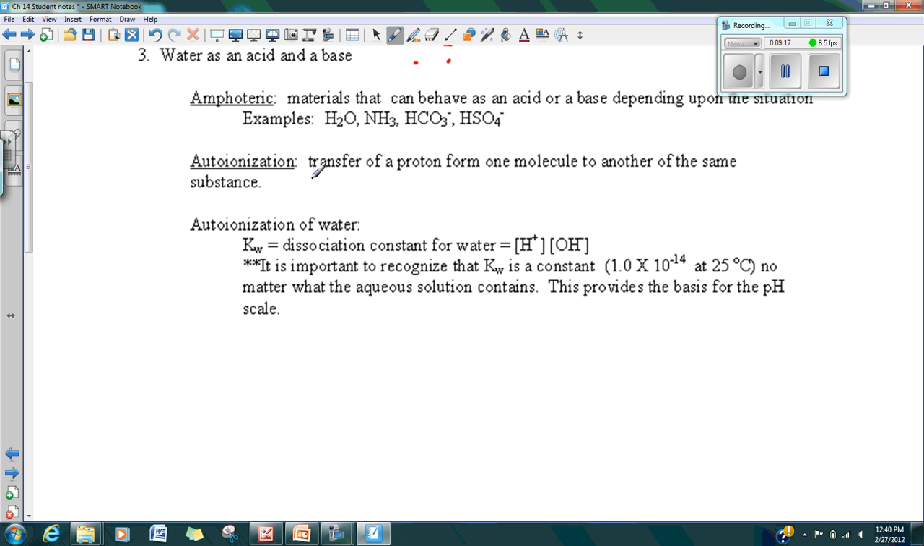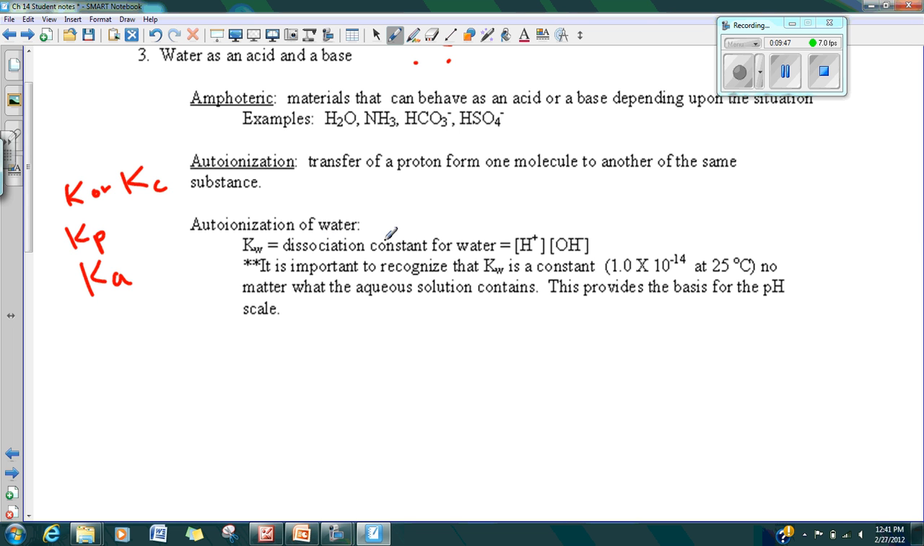And then we have autoionization. It's a transfer of a proton from one molecule to another of the same substance. So from here we get autoionization of water. We get another K value. Kw means the dissociation constant for water. So far we've had K or Kc, which is our equilibrium constant. We've had Kp, the equilibrium constant in terms of pressure. We've had Ka, our equilibrium constant in terms of acids, and now we have it for water.